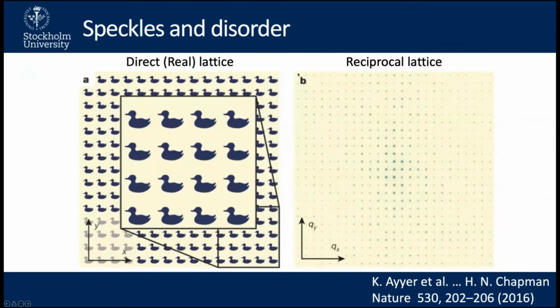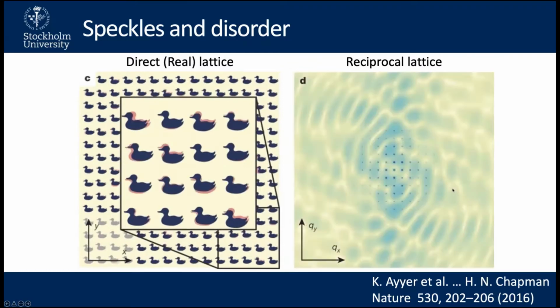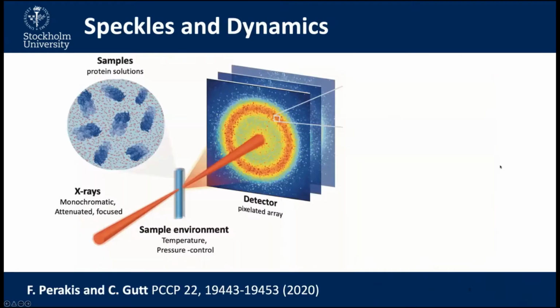So you see here on the left a nice lattice in real space, a square lattice, which would correspond to a square lattice in reciprocal space. Now, when you introduce a small amount of disorder and you displace these ducks randomly a little bit, what you see on the right is a kind of diffuse scattering, a speckle pattern. And this is going to be the focus of this presentation. I'm going to talk about how, by following this speckle pattern in solution, we can get information about the dynamics.